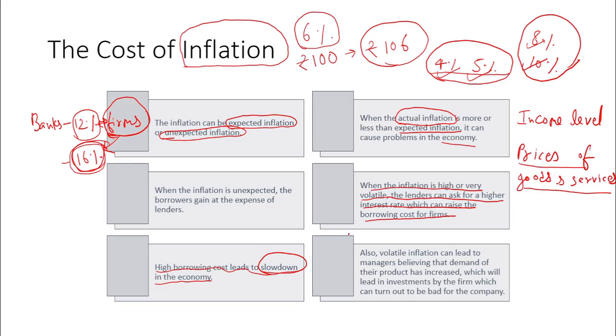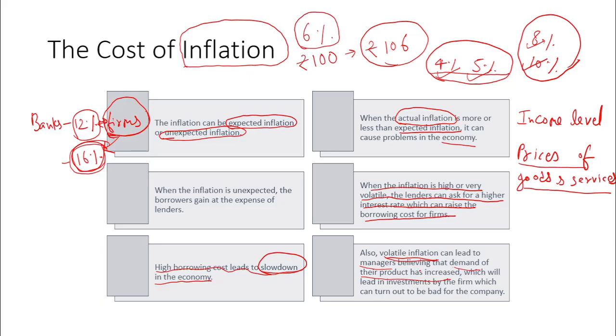When the inflation is very volatile, that means the inflation rate is continuously fluctuating. It can lead managers of various companies to believe that demand for their product has increased. So what will the managers do? When they think that demand has increased, they will increase the production capacity of the company. They will purchase new machinery. They will hire more labor.